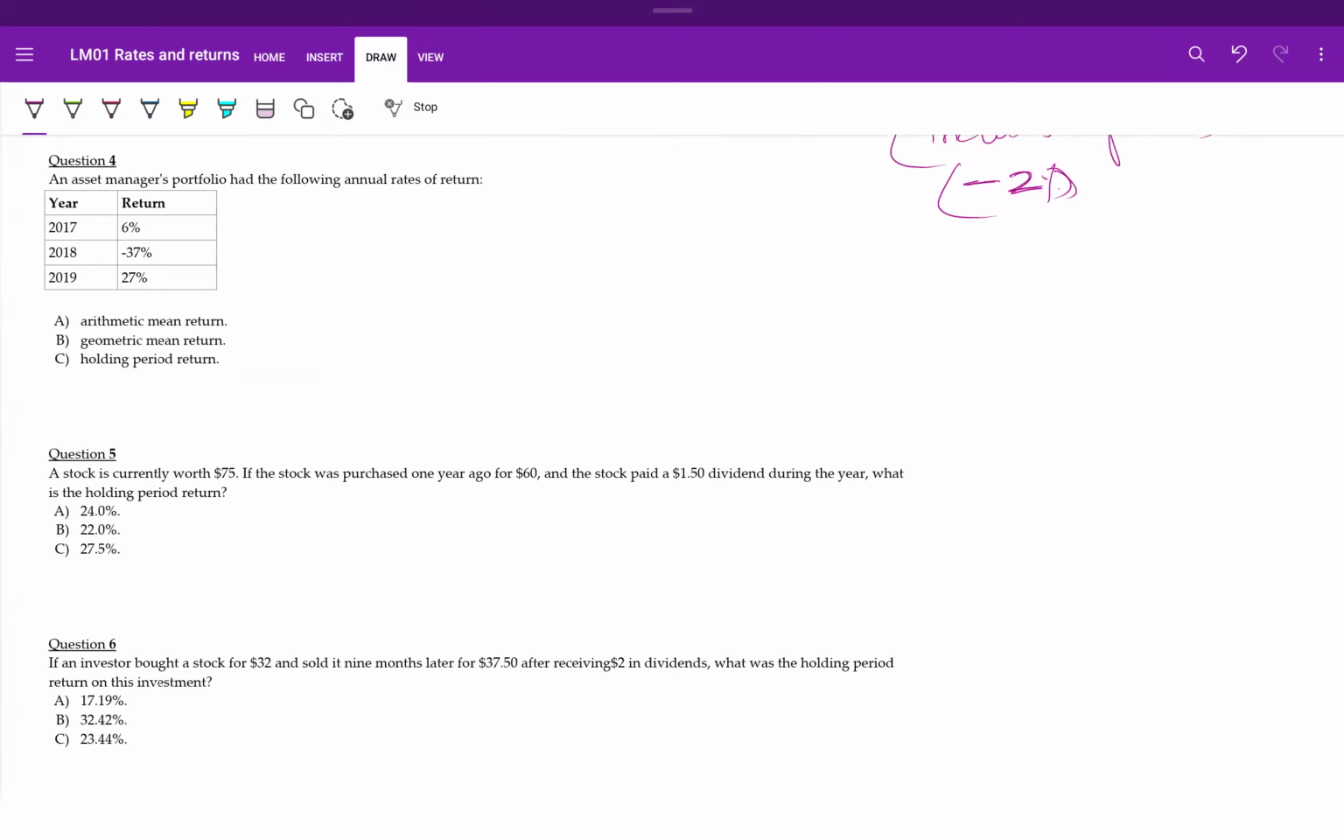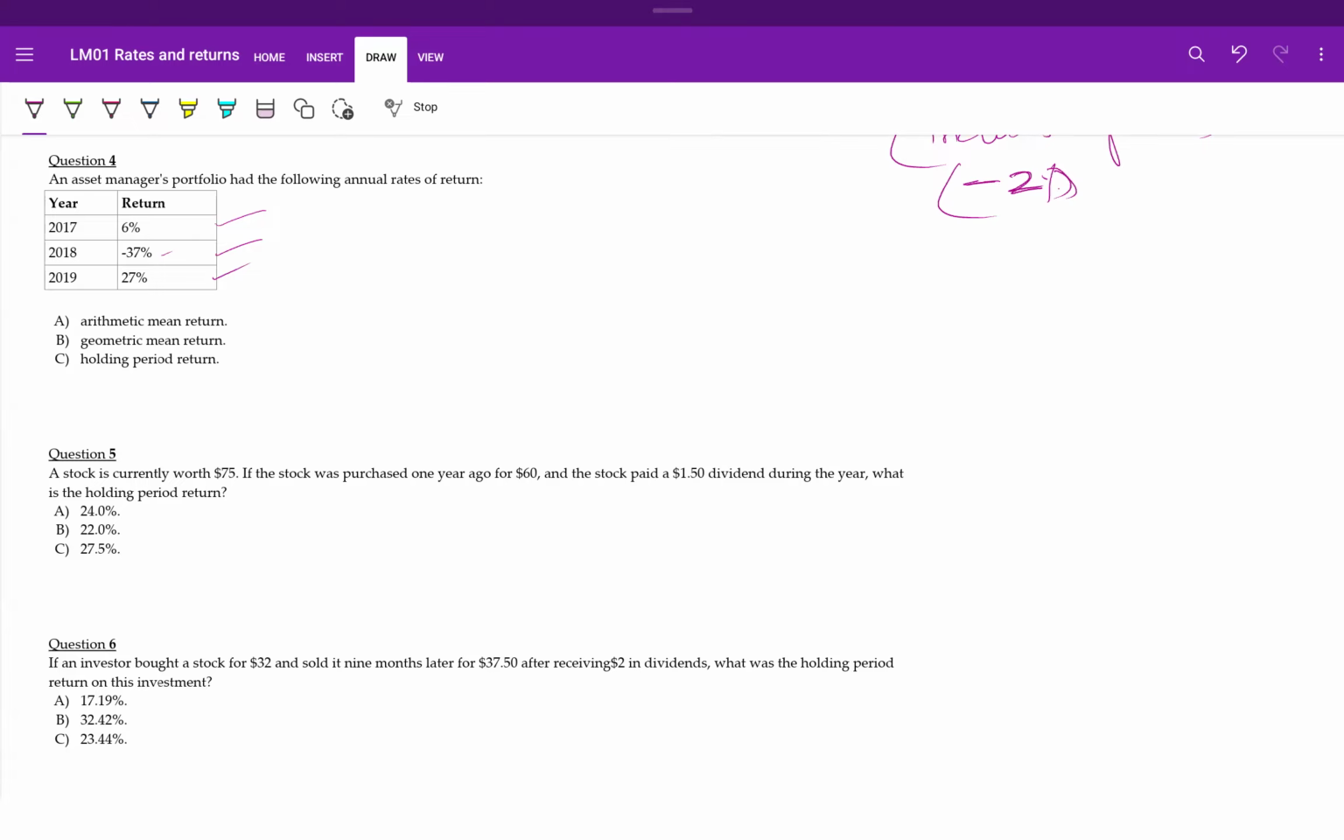Okay, so the next question is: an asset manager's portfolio has the following annual rates of return. In 2017 they had 6%, in 2018 negative 37%, and in 2019 the return was 27% positive. So the manager states the return for the period. What should he be using?